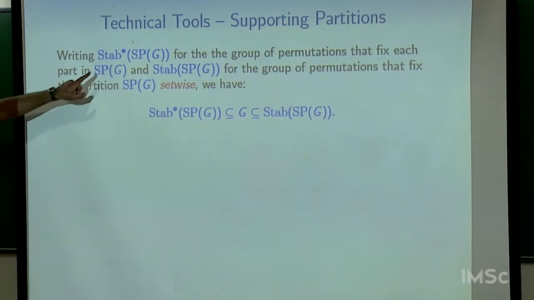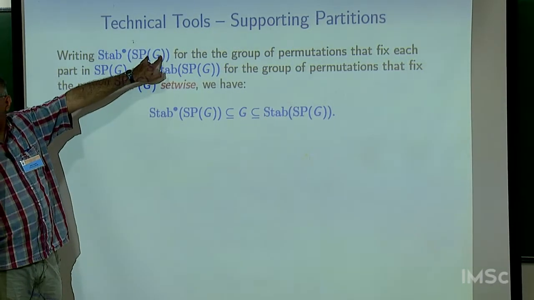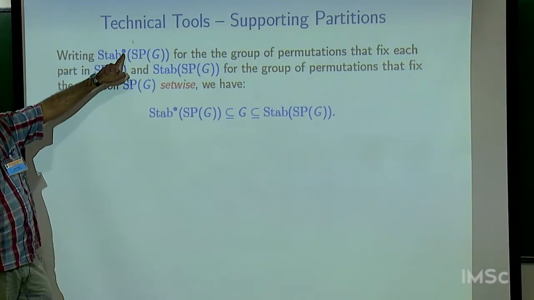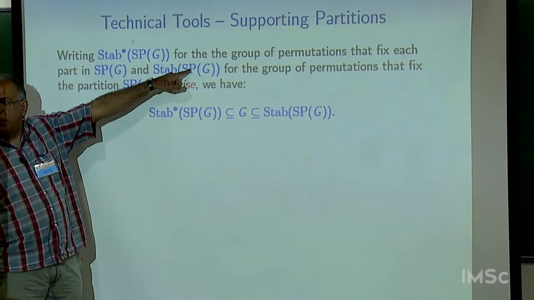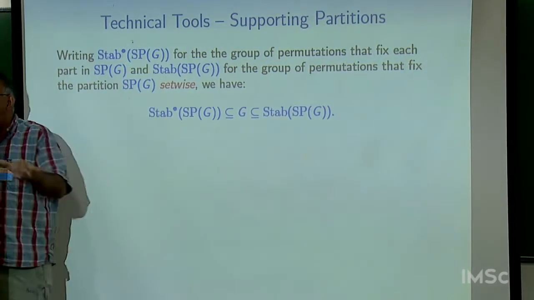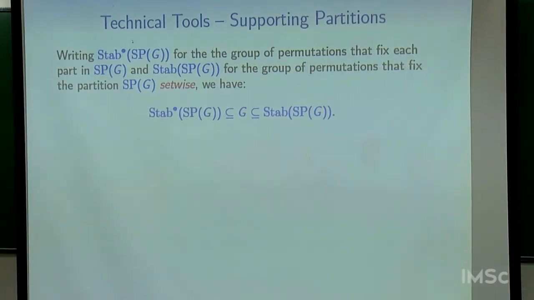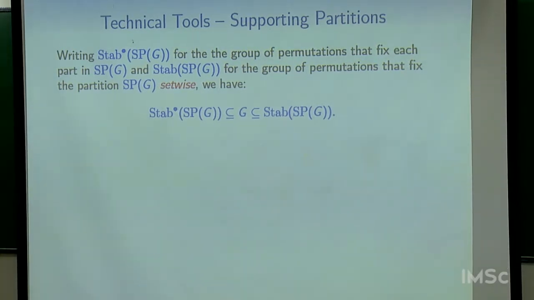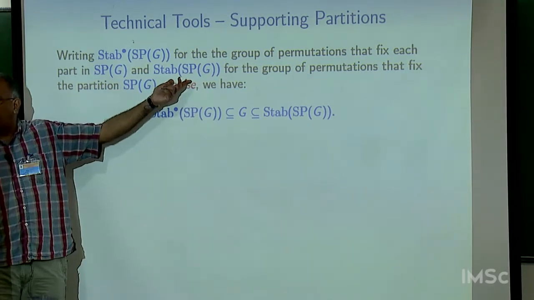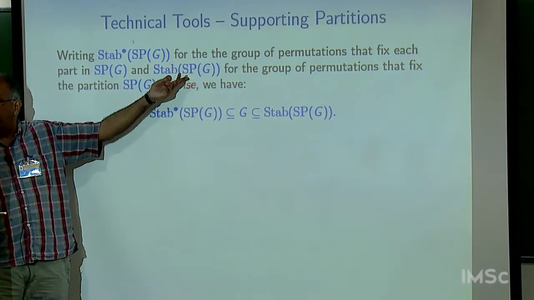Okay, so I'll write SPG for the coarsest partition that supports a group G. And I'm going to be interested in two things, the pointwise stabilizer and the setwise stabilizer of this partition. Pointwise stabilizer, I mean those permutations that fix each part of this partition setwise, and the setwise stabilizer, those that fix the partition but may move the parts around. Okay, in other words, if you will, these are the ones for which the corresponding equivalence relation is invariant under these permutations.